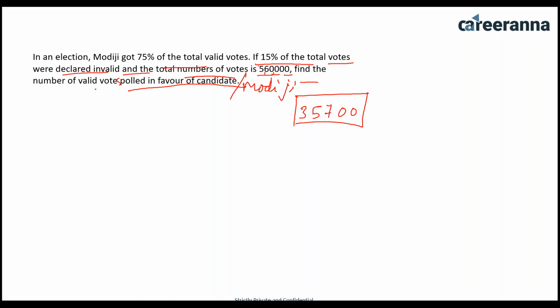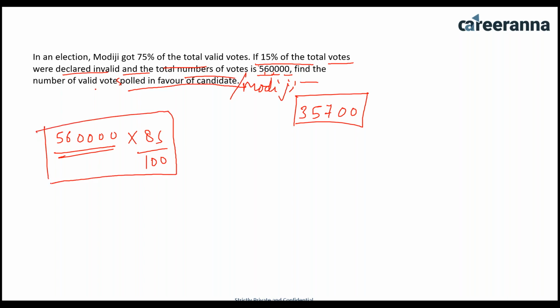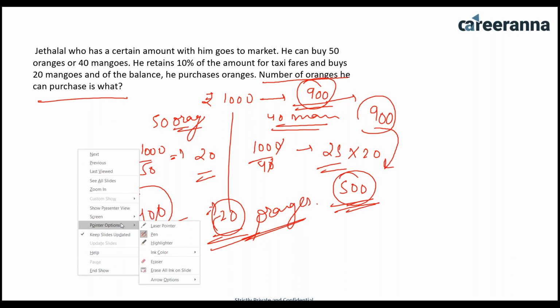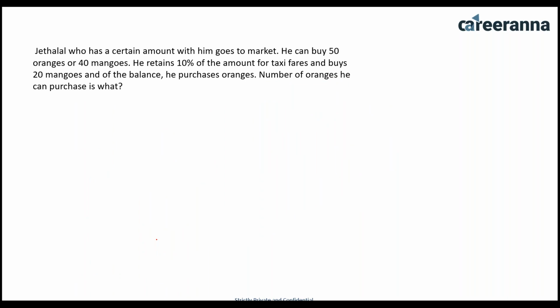Okay, now how do I solve it? You will see a calculation trick which I follow. 560000 and 100. So I have to find out, out of these votes, 15% were invalid, right? So 85% were valid. This is the value of total valid votes. This question takes hardly 40 or 50 seconds. It can be done without using pen and paper. Let me tell you how.